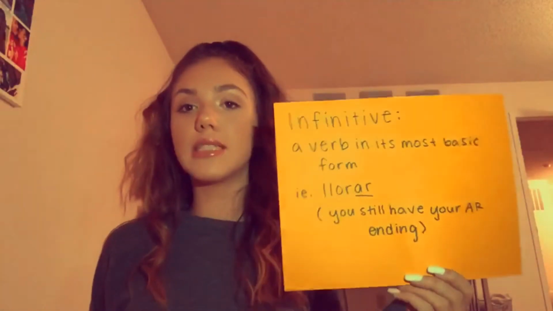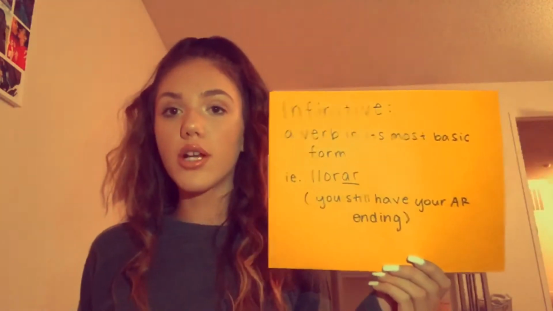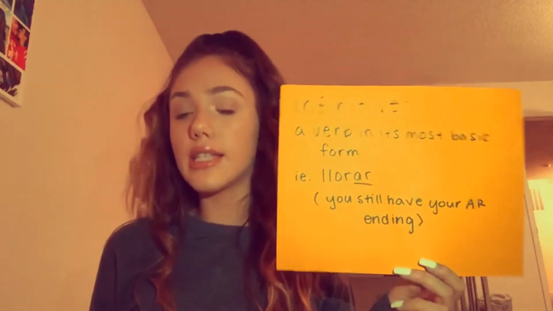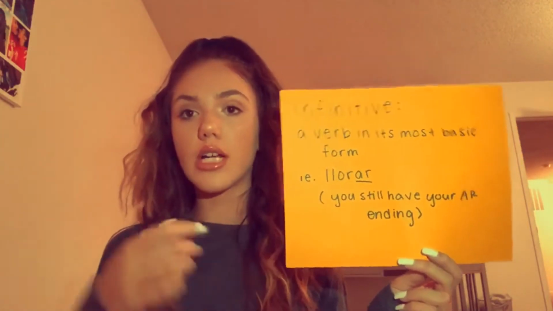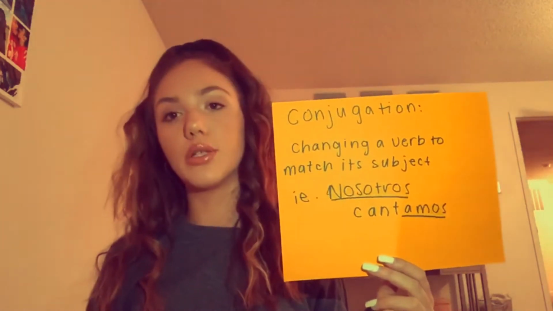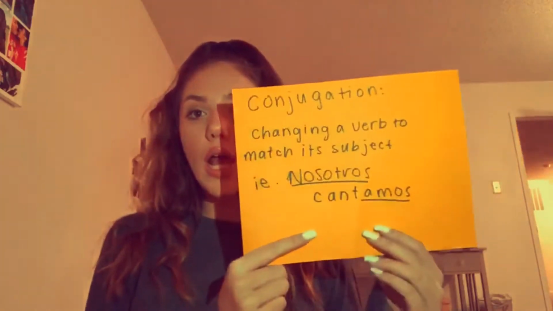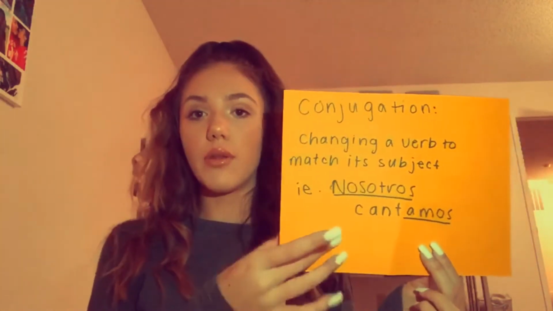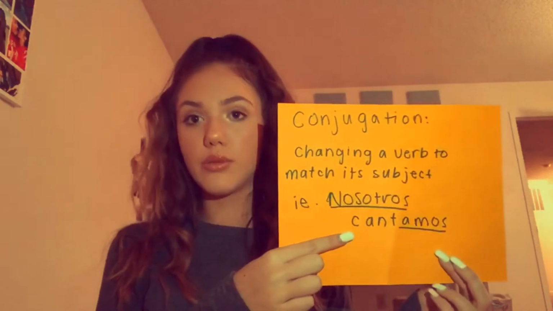An infinitive is a verb in its most basic form. For example, llorar, which is to cry. And this is an infinitive because you still have your AR, so you haven't conjugated it yet, which brings us to a conjugation, which is changing a verb to match its subject. For example, nosotros cantamos. So you have your subject pronoun as nosotros, which means we all, we including me, and then if it wasn't, it would be vosotros, but anyways. And then it ends with amos. So if you have cantar, it would be cantamos when you conjugate it.